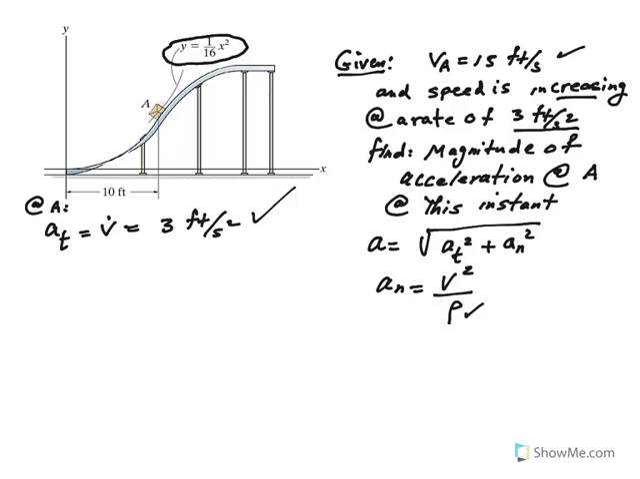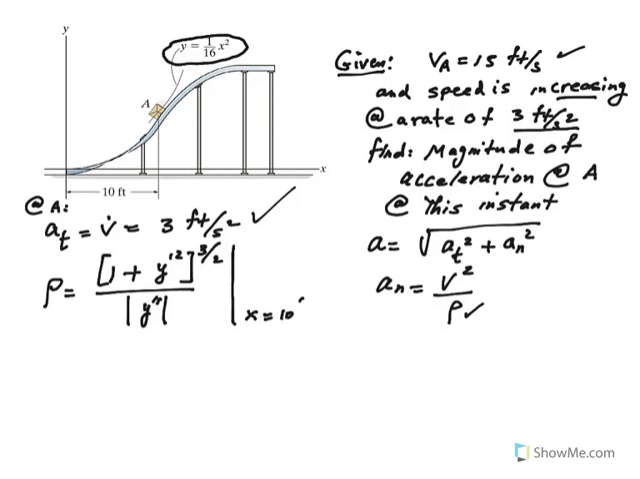So rho, when you have the equation of the path, can be determined based on this equation. Rho equal 1 plus y prime squared raised to power 3/2 divided by absolute value of y double prime calculated at the given position based on the x. In this case, x equal to 10 feet from our reference. All right, so let's go ahead and do the first derivative. Y prime is 2/16 of x, or 1/8 of x, and y double prime is equal to 1/8.